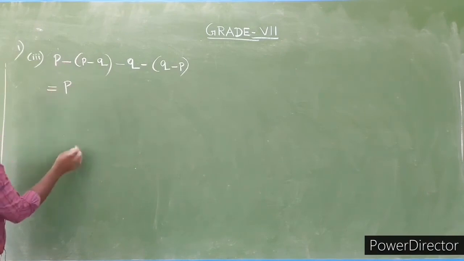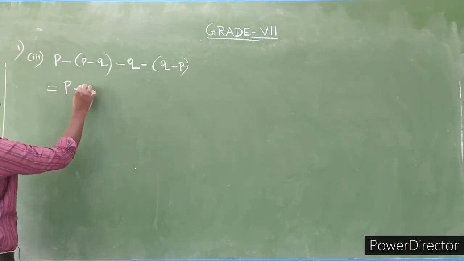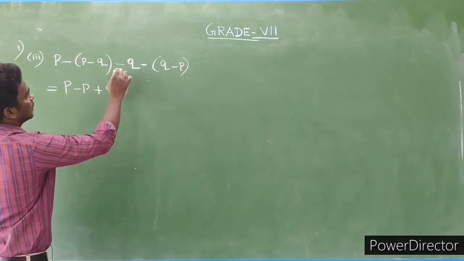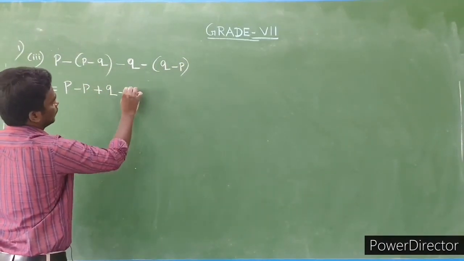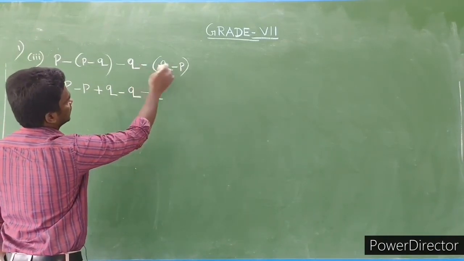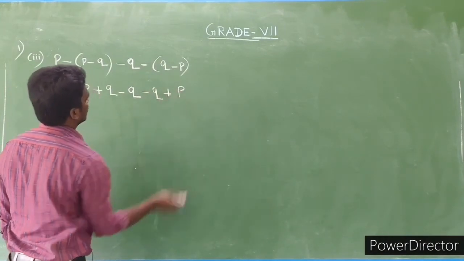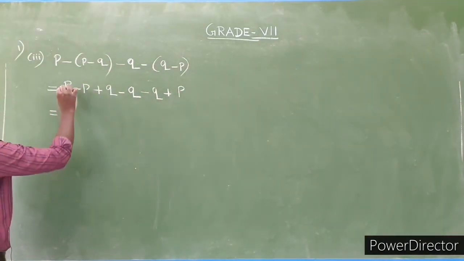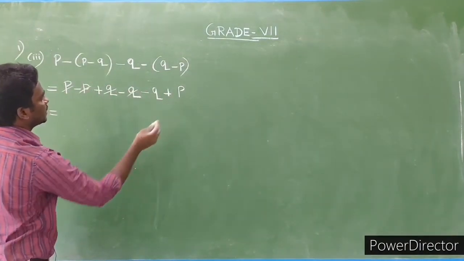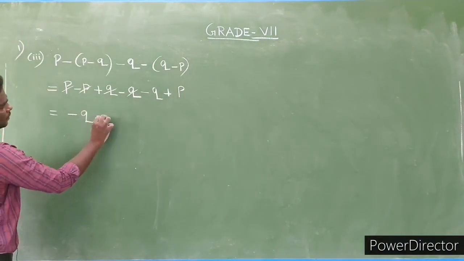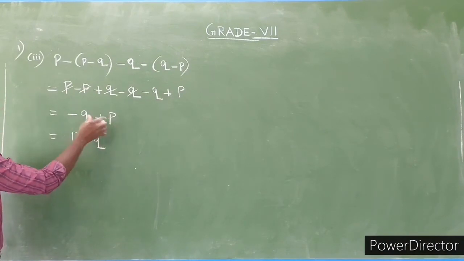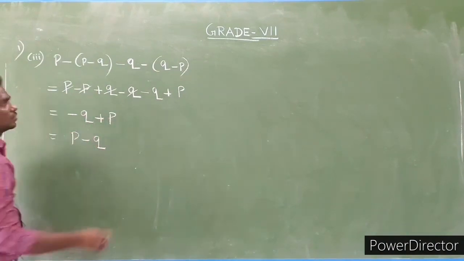First we write the value P. Next, minus into plus, what is that? Minus P. Next, this minus into minus, plus Q. Next, minus Q is given. Next, minus into plus Q, what is that? Minus Q. Next, this minus into minus, plus P is given. So P minus P is cancelled and this Q minus Q is also cancelled. The remaining value is minus Q plus P. So this can be written as P minus Q.